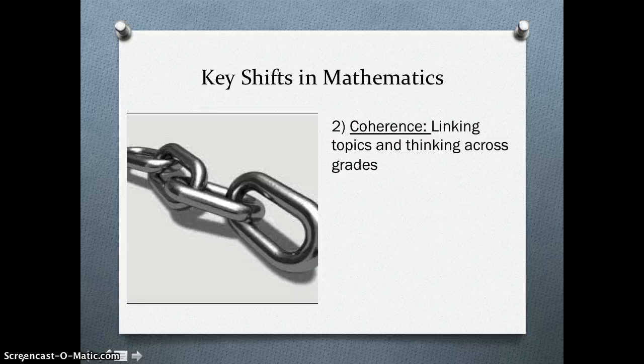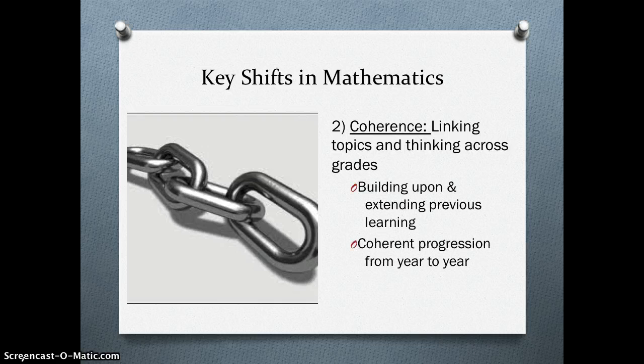The second key shift in mathematics is the idea of coherence, or linking topics and thinking across grade levels. Traditionally, the way we've organized mathematics, particularly once students reach secondary level, is in a discrete progression. Pre-algebra, algebra, geometry, algebra 2 trigonometry, pre-calculus or math analysis, and calculus. The discrete titles of these courses and their separate standards imply discrete learning rather than the connection of math concepts over time. Under the new Common Core state standards, each year builds upon and extends previous learning from prior years with a coherent progression from year to year.